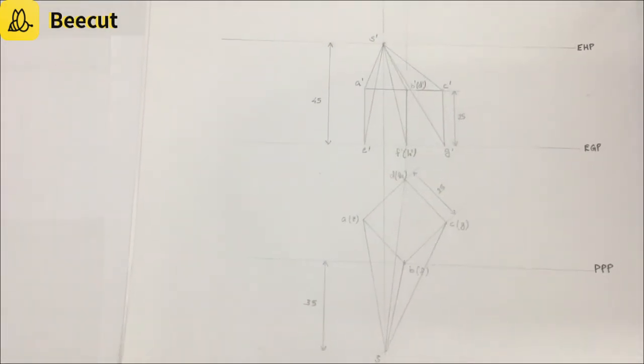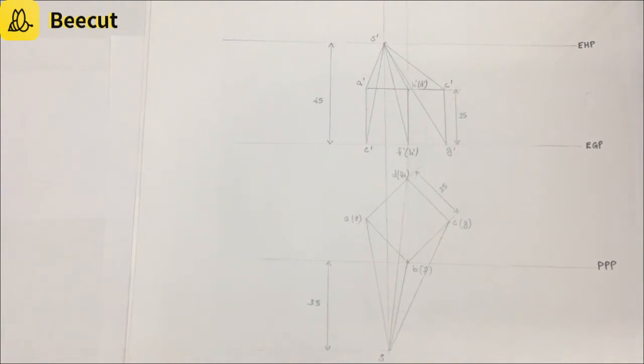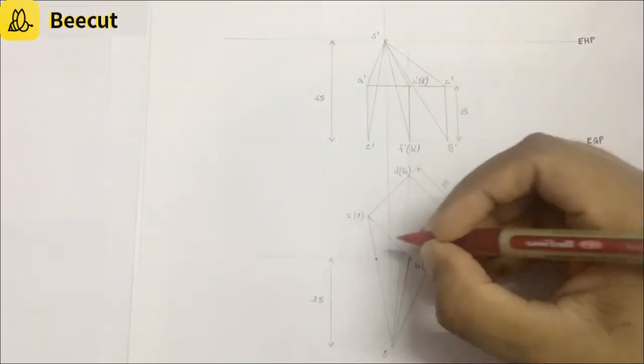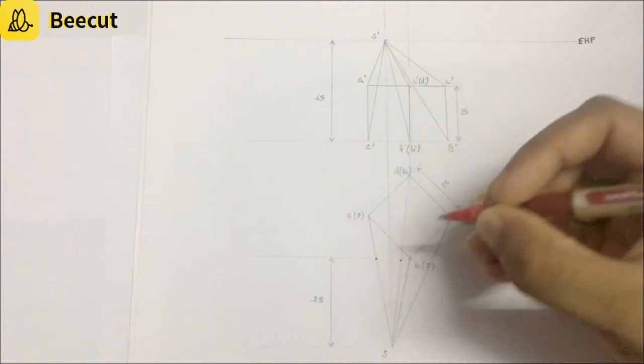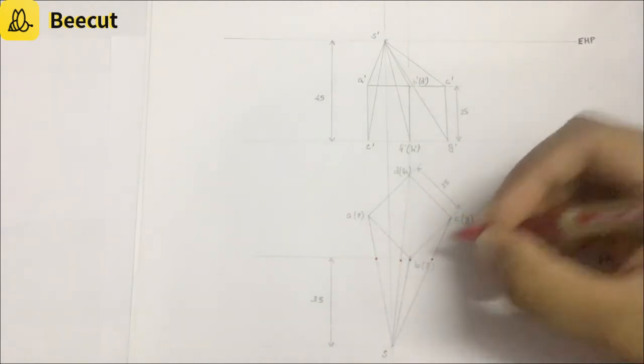And then step number 10 is to mark the intersection points of the visual rays in the top view with the PPP line. Okay, so you have to mark it. You get number 1 point, this is number 2, this is number 3, this is number 4.